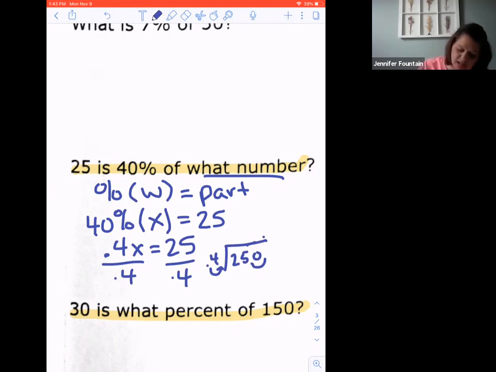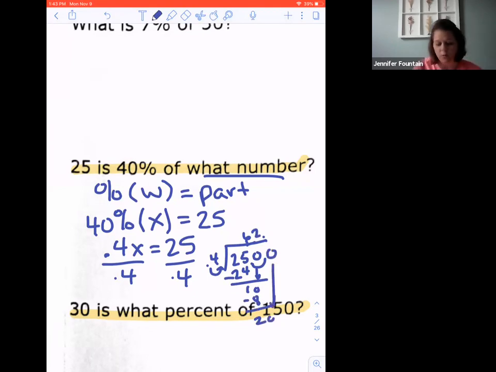4 will go into 25 5 times. 5 times 4 is 20. That's not right. 6 times 4 is 24. Subtract, 25 minus 24 is 1. Bring down my 0. 4 will go into 10 2 times. 2 times 4 is 8. Subtract, I've got a 2, add a 0, bring it down. 4 will go into 20 5 times. So X is equal to 62.5.